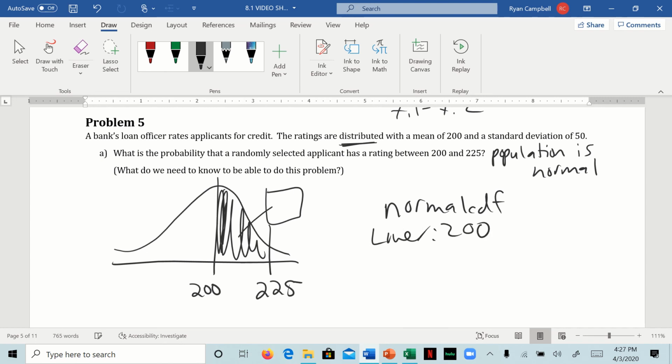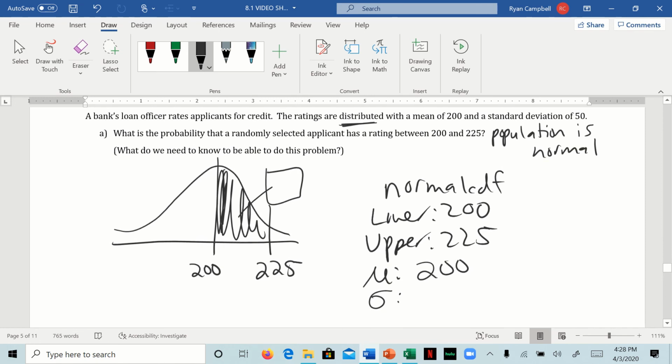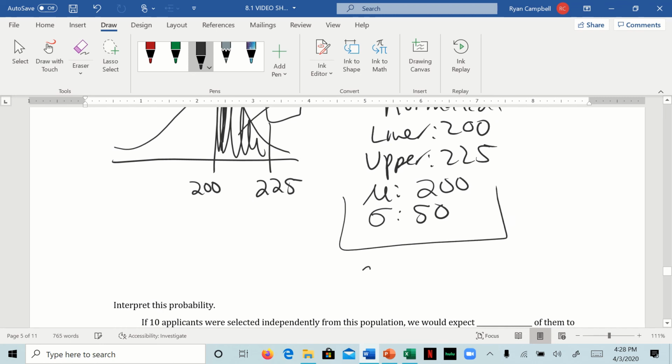Lower is 200. Upper is 225. Mu is 200. Sigma. Pause. How many people do we have? Do we have a group of people or an individual? We just have an individual, right? So we just write our standard deviation as normal, 50. When we do that in the calculator, we get 0.1915.